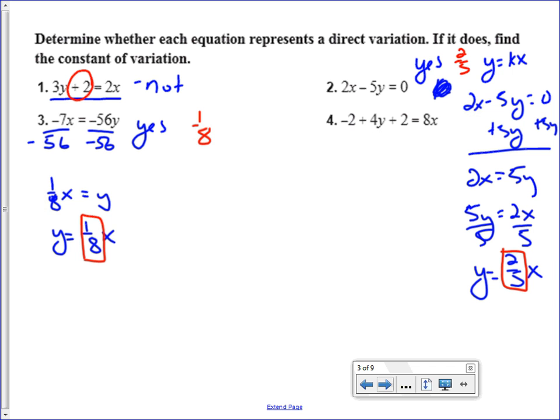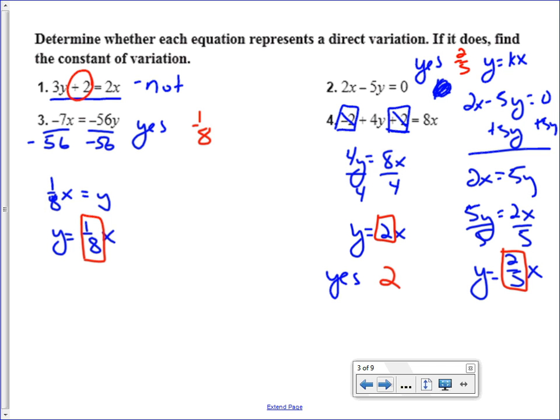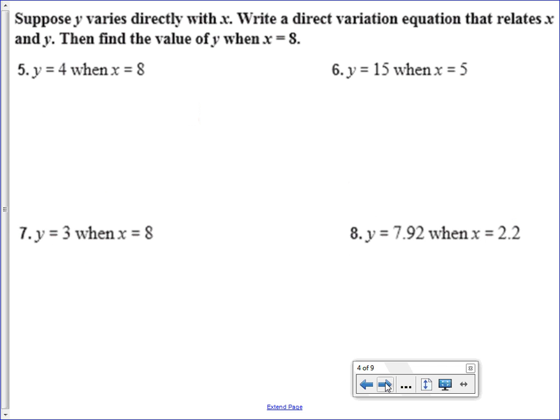And for this last one, we can see that we've got a plus 2 and a minus 2, but those two would cancel each other out. So really, we do have a direct variation. So 4y equals 8x. If you divide by 4, you'd have y is equal to 2x, which tells you 2 is your constant of variation. And yes, it is a direct variation. Okay, so that's one thing you're going to have to do today.